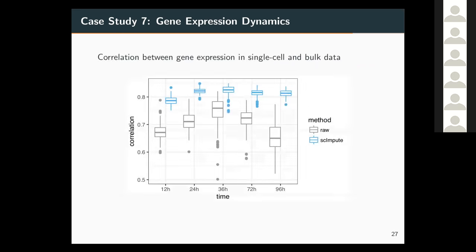First, as an overall evaluation, we compared the gene expression in single cell data with the average gene expression in bulk data by calculating the Pearson correlation coefficients. And we can see that at all the time points, the imputed data leads to better correlation scores. And I will show that this improvement in correlation is actually due to the fact that scImpute is able to recover the dropout events in single cell data.